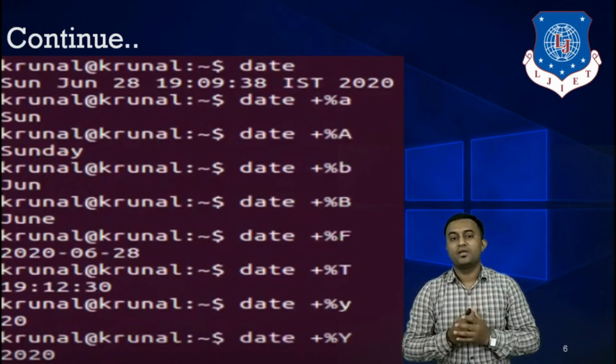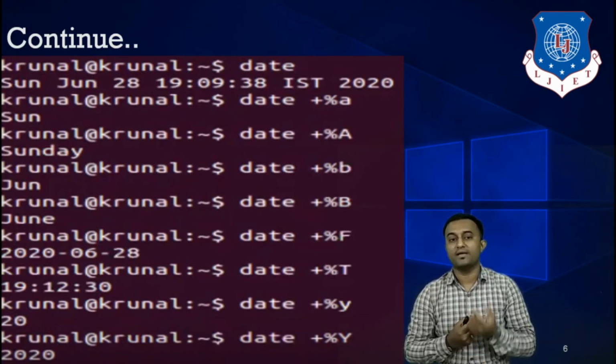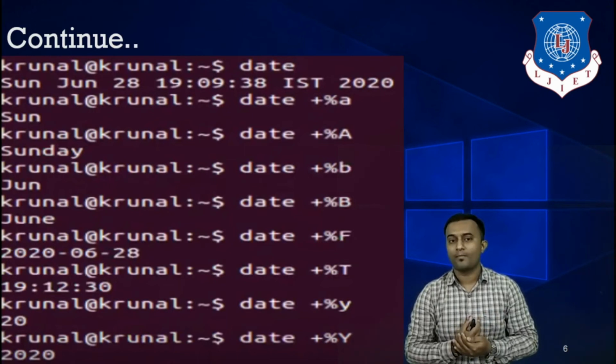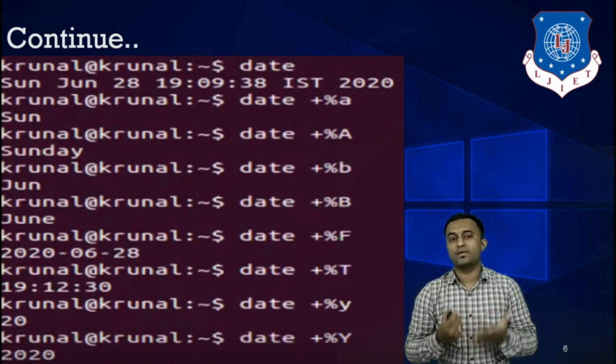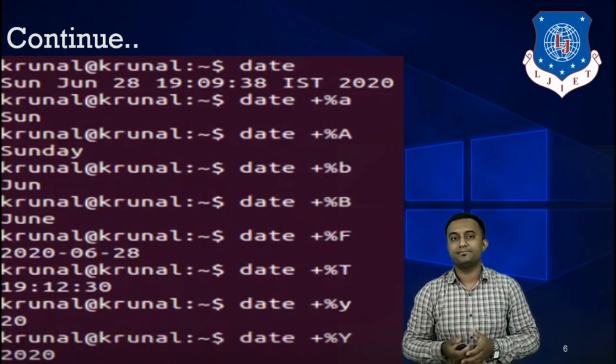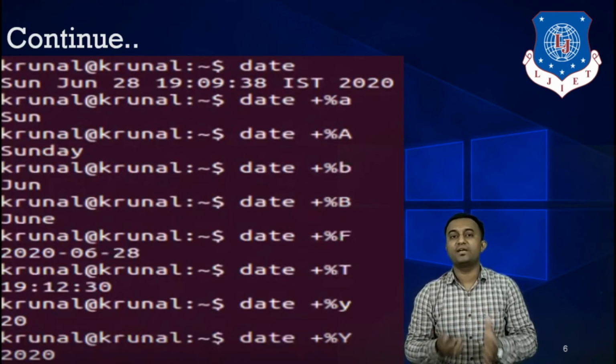Same way, if you want to display the year in short form, so date space plus percentage small y, so it will display the current year in short form. Same way, if you want to display the year in full form, in that case date space plus percentage capital Y. So these are the different options that we have with the help of the date command.